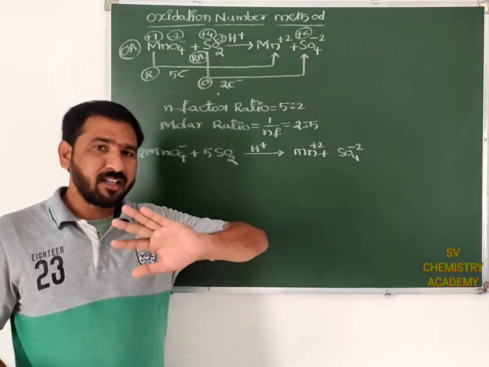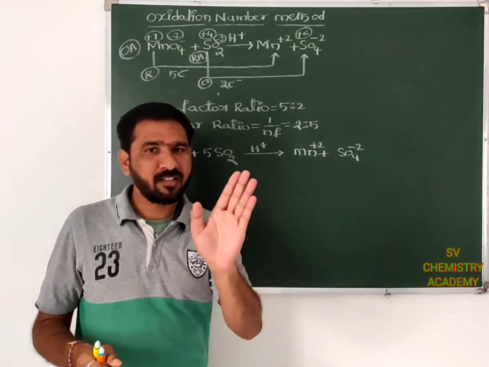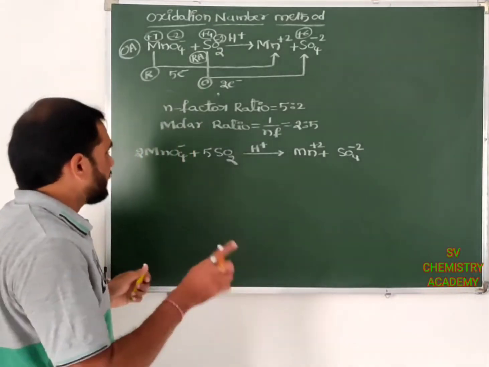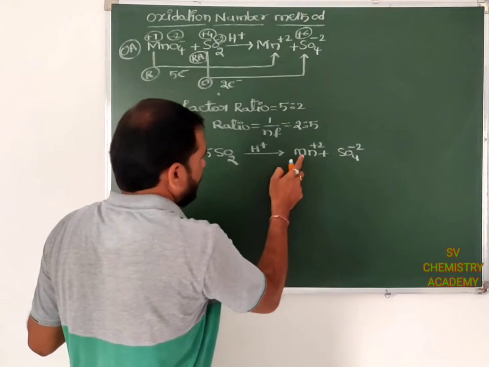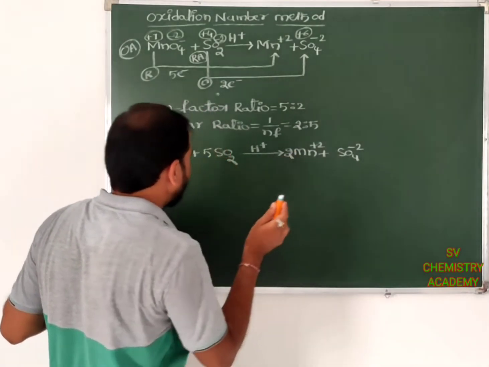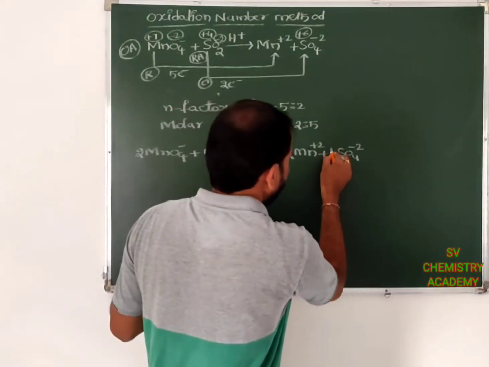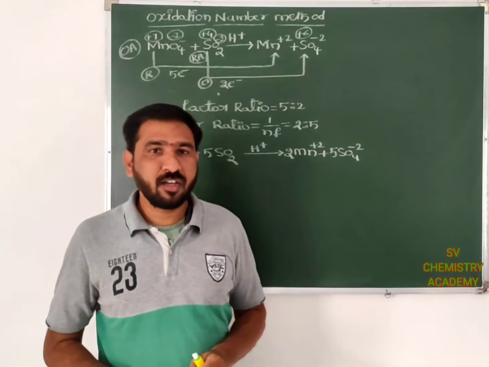Then balancing of atoms other than hydrogen and oxygen. Before going to balancing the oxygen and hydrogen, we need to balance the other atoms. That is the step here, right? Therefore, on the left side manganese 2 are there, right side only 1, so we put 2 here. Then on the left side sulfur 5 are there, right side only 1, so we write 5 here. That's it.